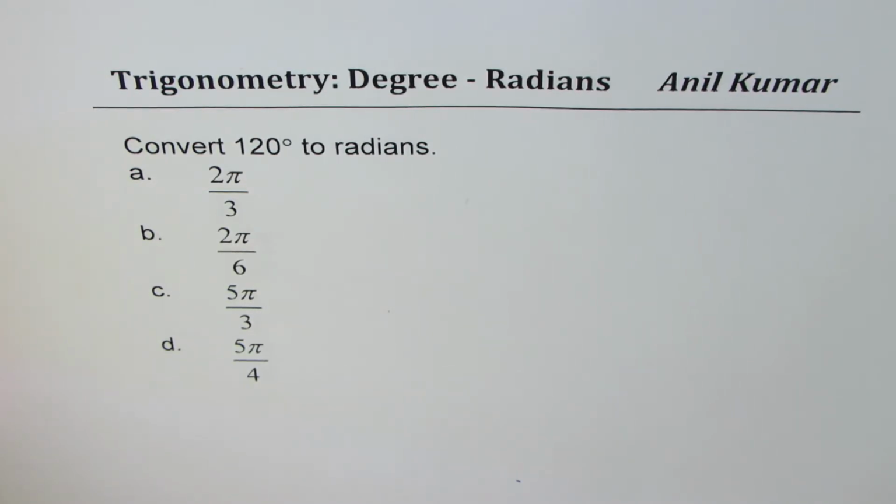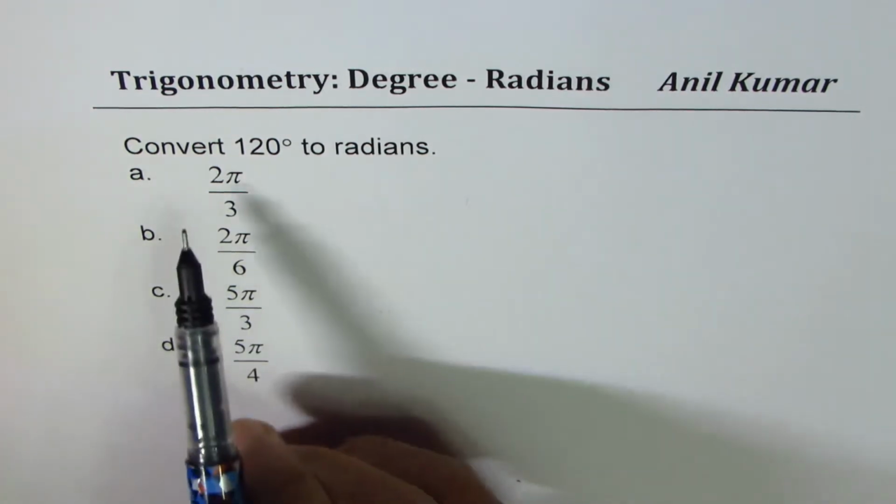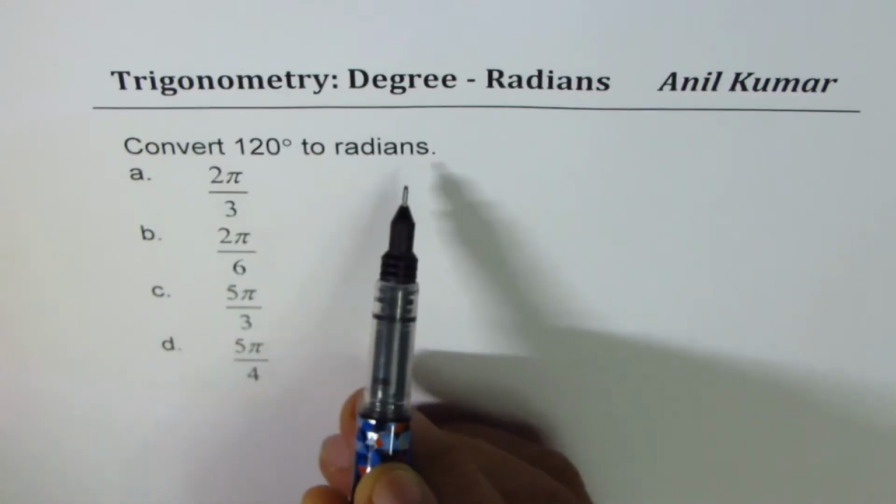In this playlist, we have a set of videos which will help you review concepts learned in trigonometry, which are going to be useful for calculus. I have this playlist called Pre-Calculus Trigonometry Review. You can always look for it and see all the videos related to this area. We'll begin with conversion of units. The first question here is, convert 120 degrees to radians.